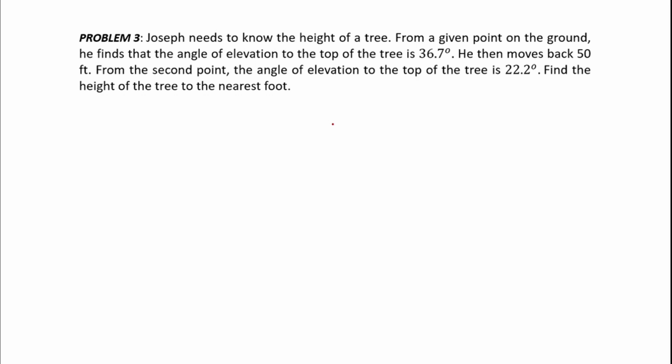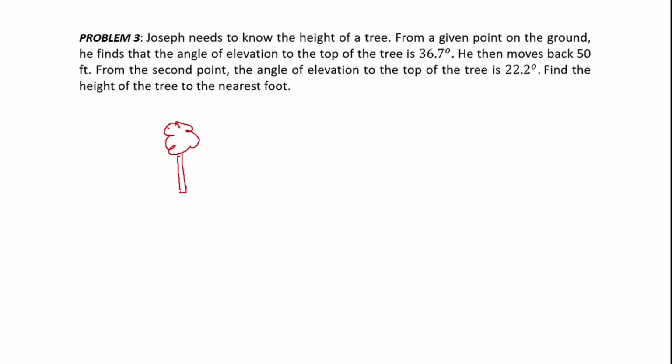Let us first illustrate the given problem. Joseph wants to know the height of the tree. At a given point on the ground, he finds the angle of elevation to the top of the tree, and then he moves back 50 feet. If we illustrate this, this is the tree here.